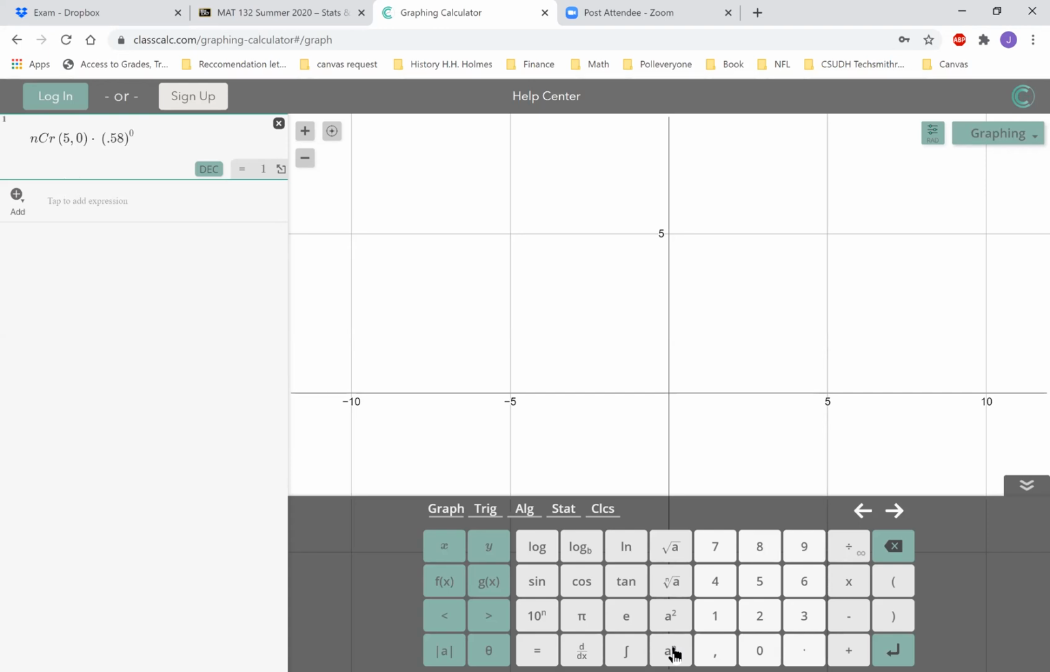Then you want to go ahead and multiply this out by 0.42. And for this one, you want to do it to the 5th power. So you go once again to a to the n, and you want to put to the 5th power. So if you look at that one, you get 0.0131.